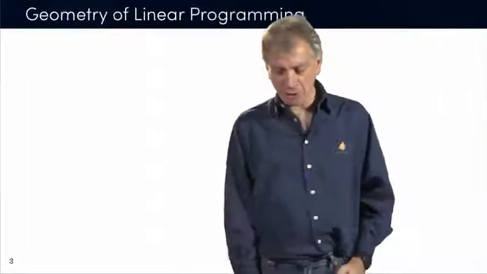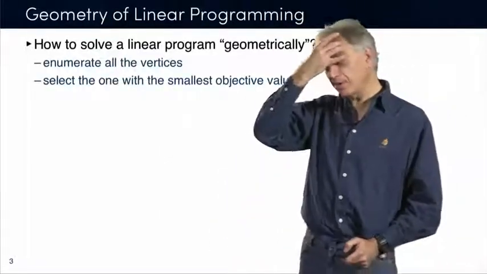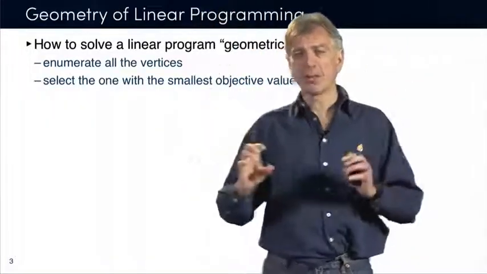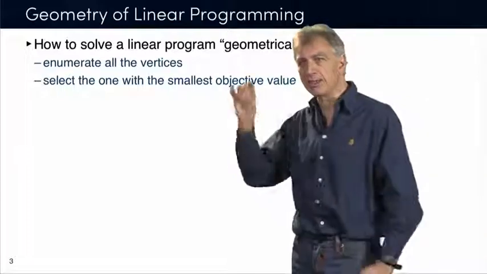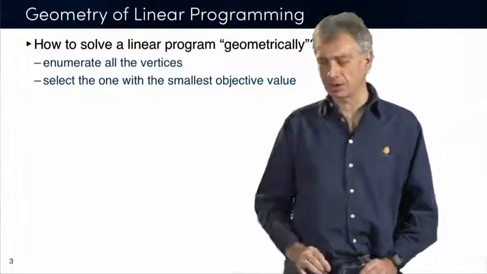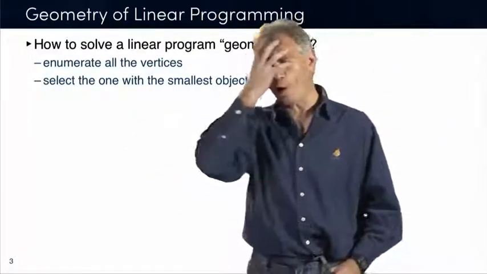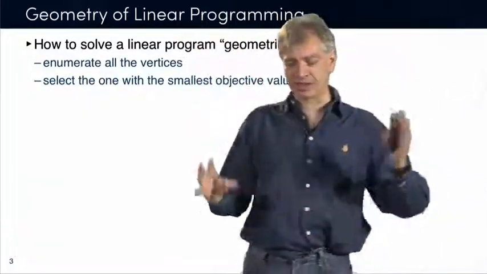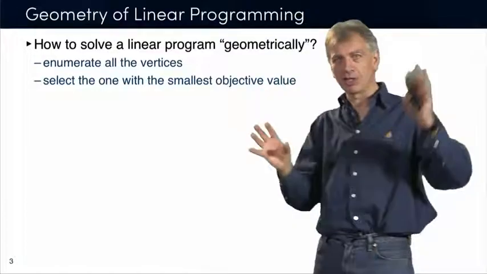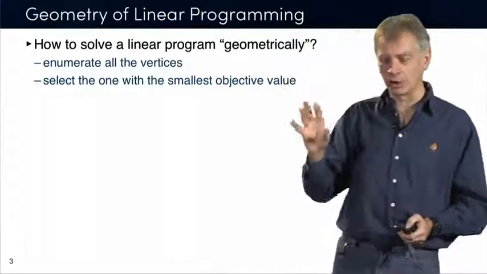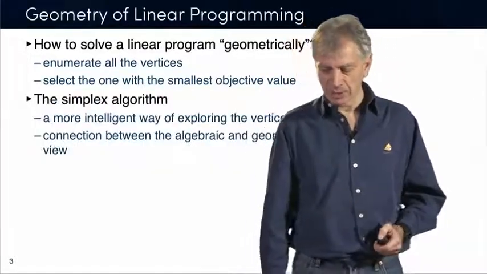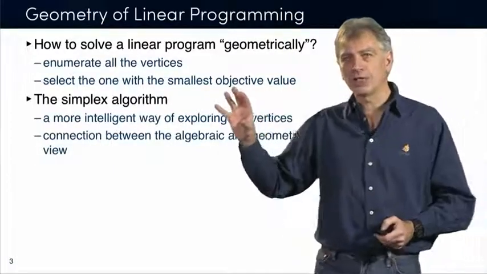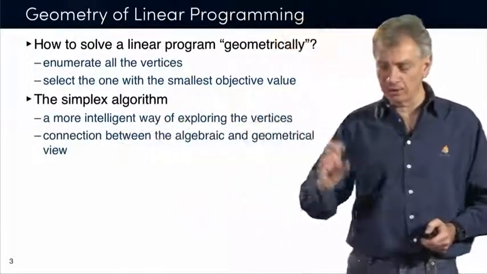Remember what we saw last time is that we could solve this problem from a geometry standpoint by simply looking at all the vertices and taking the one which has the best value for the objective function. Of course, the question is, how do I get these vertices? Writing an algorithm to get these vertices doesn't seem so simple. We can do that by hand, but how do we do that on a computer? That's the key point here. The simplex algorithm is essentially an intelligent way of exploring these vertices.